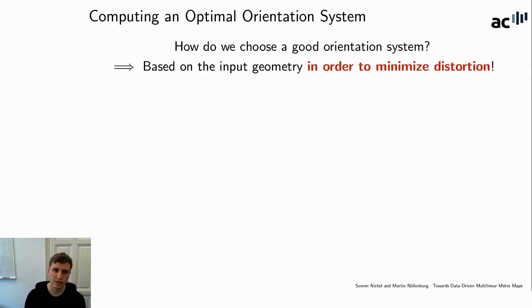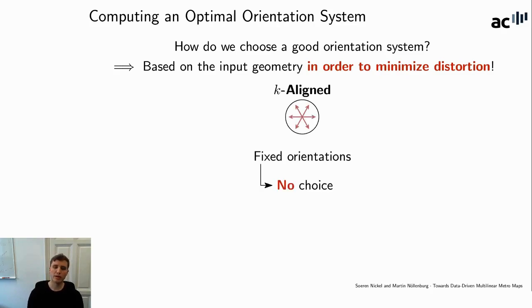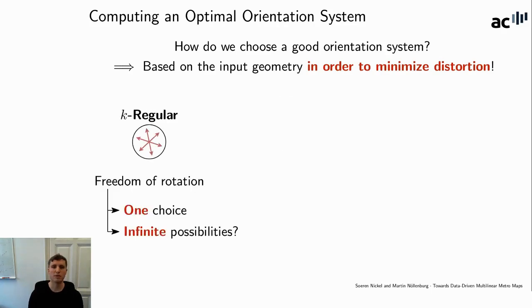Okay, so we have seen that we can choose a good or an optimal orientation system based on the input geometry, and we want to minimize distortion. So how does that work in the three different orientation systems that I have presented? Well, in an aligned system, we don't need to choose because here everything is fixed. We have a fixed orientation, the horizontal, and the offset angles are also fixed, so we cannot change anything, therefore we don't need to make a choice.